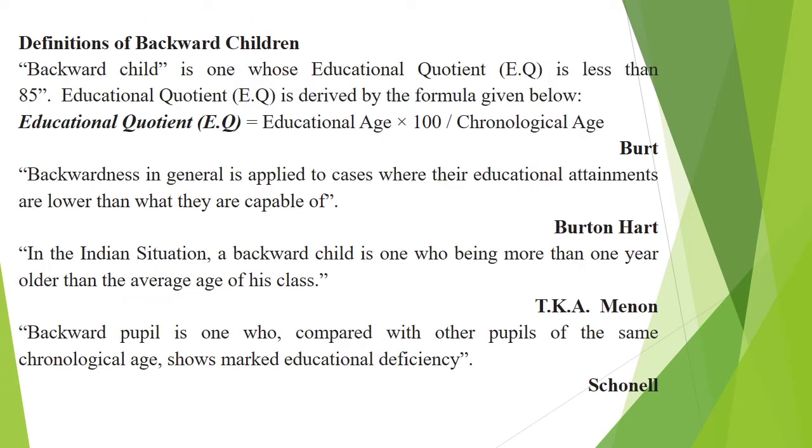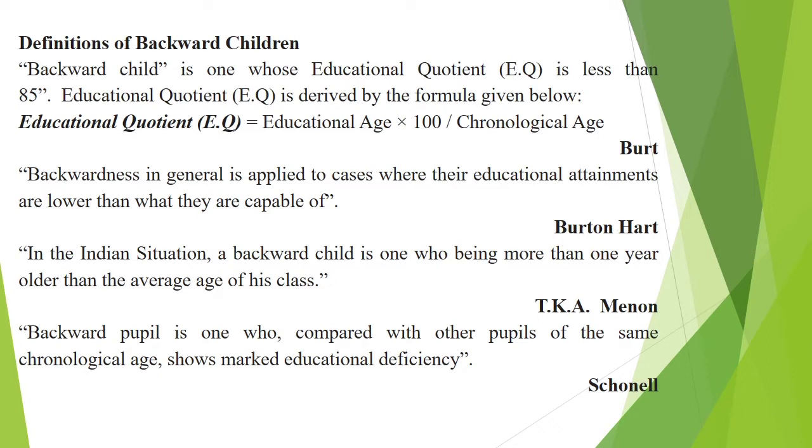Definitions of backward children. A backward child is one whose educational quotient, that is EQ, is less than 85. Educational quotient is derived by the formula given below. Educational quotient is equal to educational age into 100 divided by chronological age, by Burt. Burt also says backwardness in general is applied to cases where the educational attainments are lower than what they are capable of.